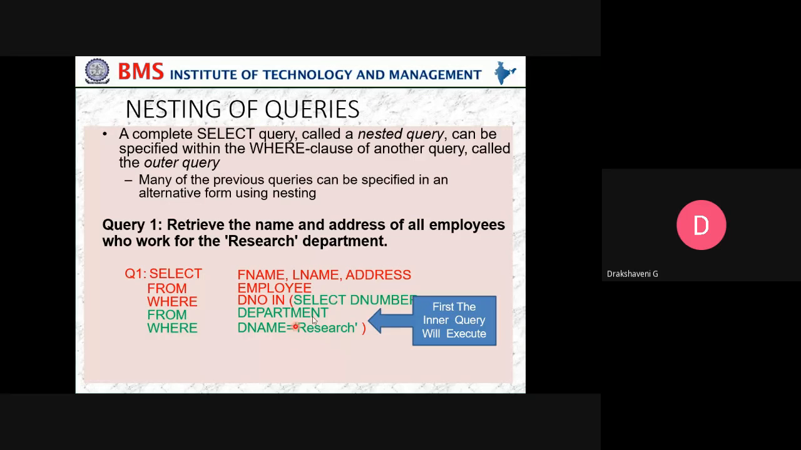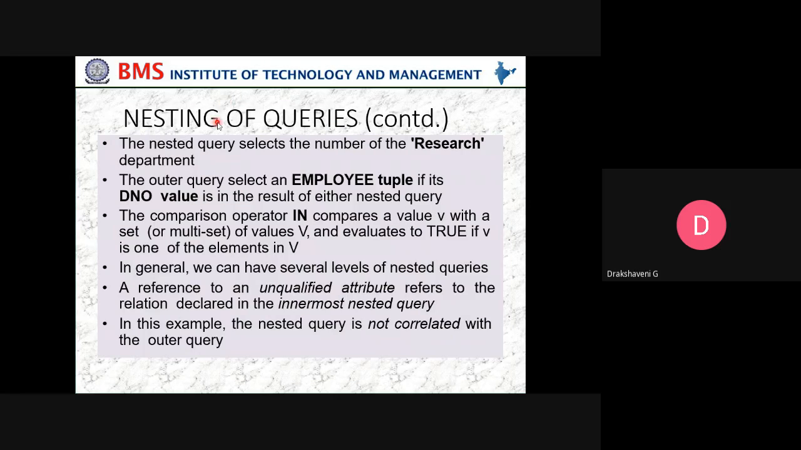So the inner query will be executed first. After this inner query is executed, the outer query will be executed. That is what a nesting of query is. In the nesting of query, the nested query selects the number of the research department. The outer query selects the employee tuple.